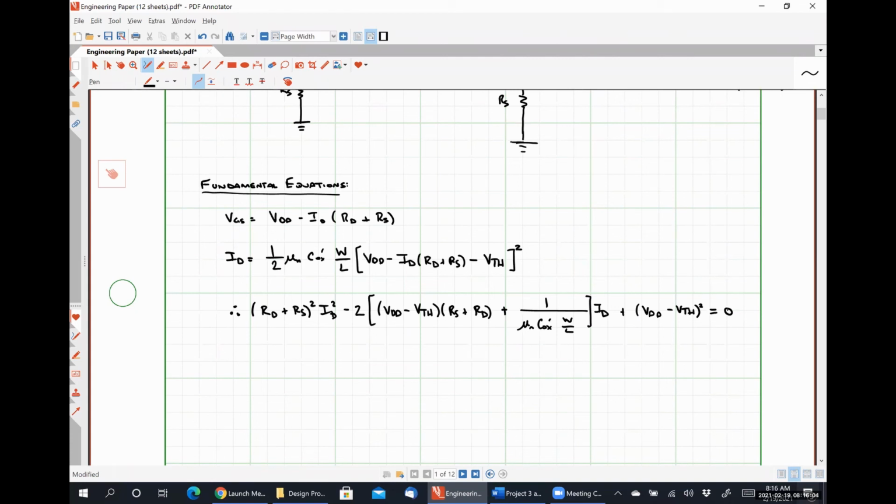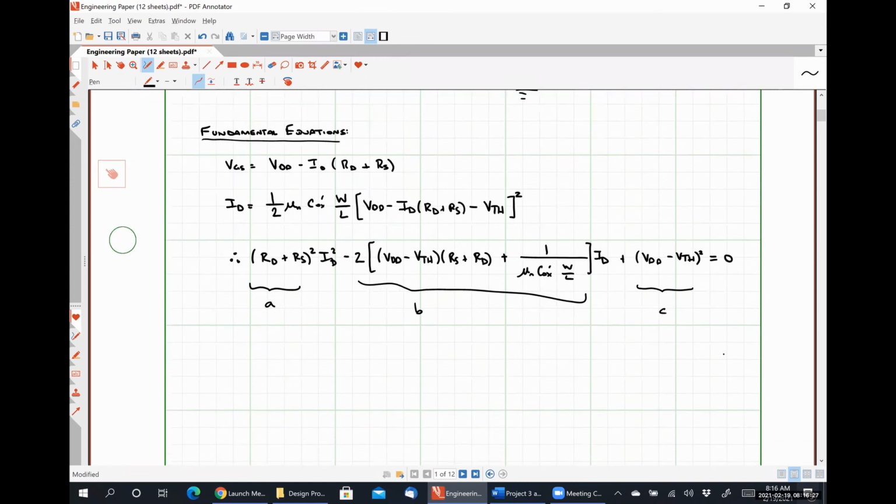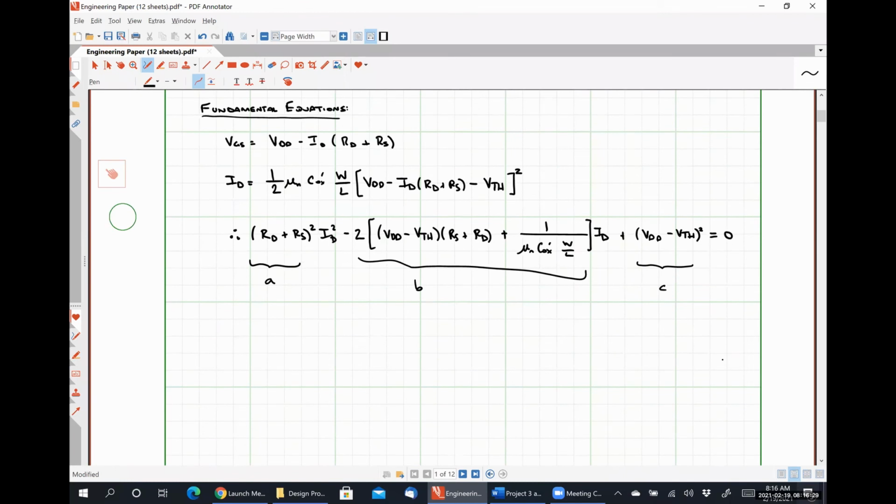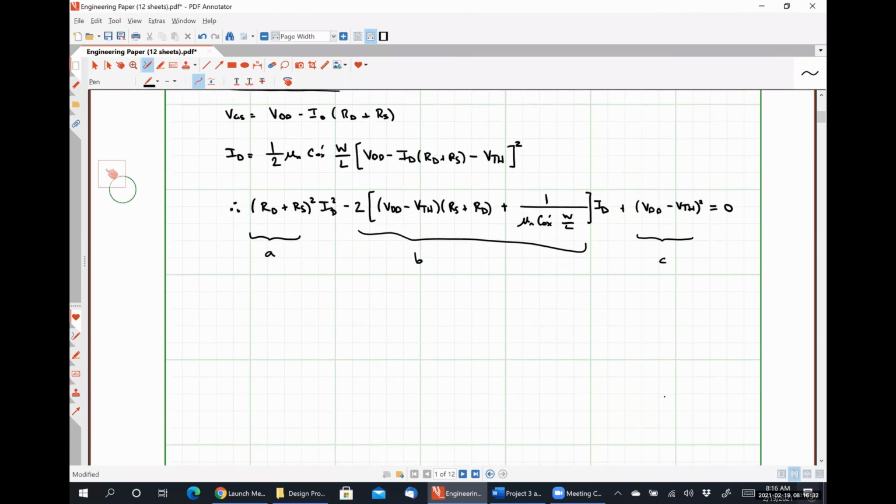So we have another quadratic relationship where this guy RD plus RS quantity squared is A. This guy right here is B. And then this guy right here is C. So we could work an example to determine the operating point of a circuit without channel length modulation. So let's go ahead and do that.